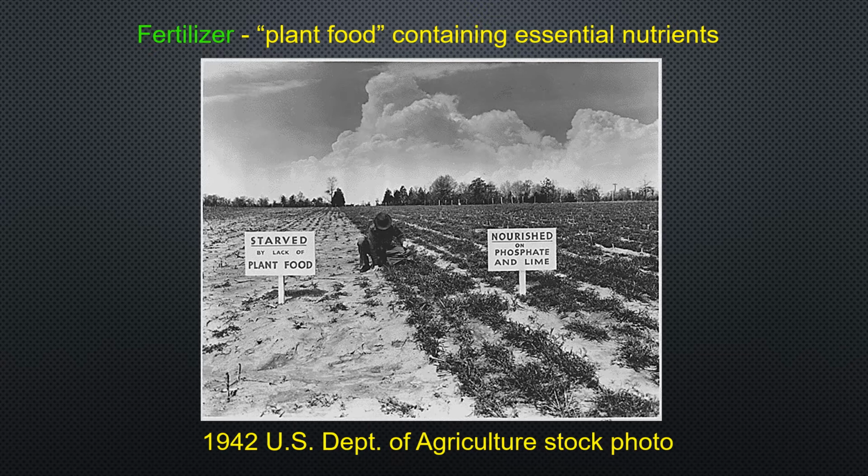Okay, so fertilizer. What we put out on plants is essentially plant food, and they contain the essential nutrients that we talked about a minute ago. So this is a photo from 1942 where the Department of Agriculture did a test where they basically starved plants or did not give them fertilizer, and those that they nourished with fertilizer, particularly phosphate and lime. And lime, just so you know, changes the pH of the soil, so that is going to be a way for helping absorb minerals from the soil.